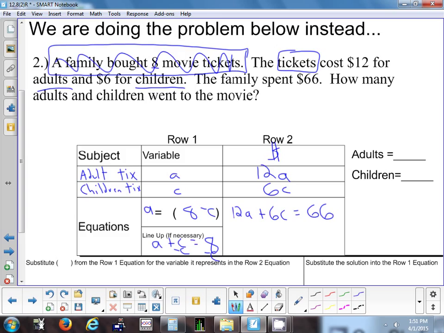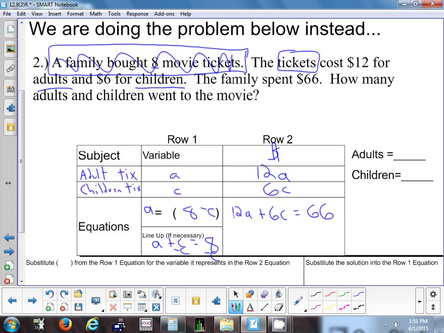Mr. Hager, are we missing anything? We're good, right? Because it's already telling us overall how much the tickets cost. It's $66. The last one, we had to multiply 2 things. We don't have to do that for this ticket problem. We don't need to do it.